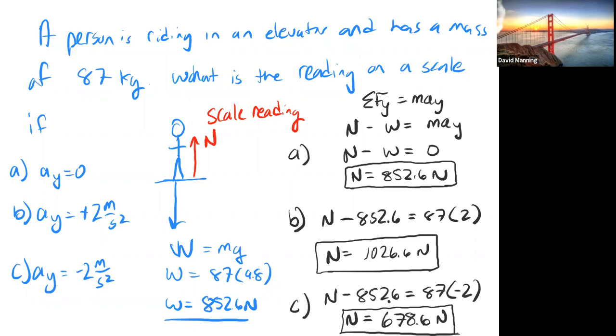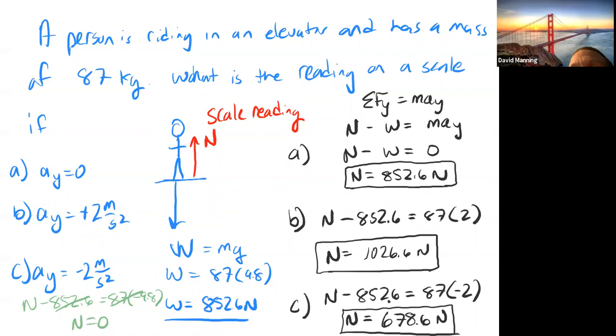When you're going up in an elevator, you feel heavier. The floor is pushing up on you, making you feel heavier. When you're going down, the floor is falling away from you, so you feel lighter. If the floor were accelerating downward at negative 9.8, you would feel weightless. That's where weightlessness comes from. Because you would have N minus 852.6 equals 87 times negative 9.8. Well, those two cancel out. Your normal force would equal 0.